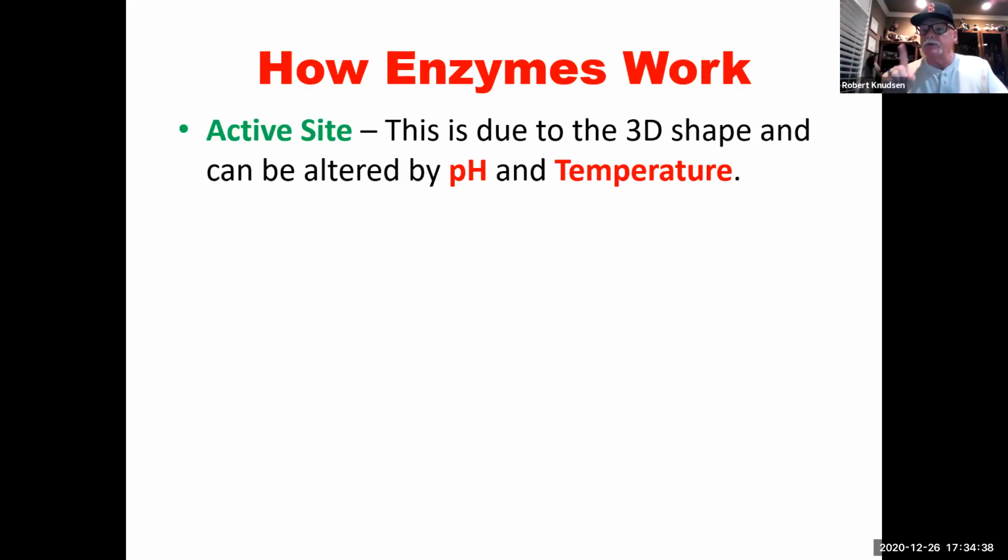If it doesn't have the three-dimensional structure, remember three-dimensional structure, it can't work. So you have to have an active site. The active site, this three-dimensional shape, can be altered by pH or temperature. This is a test question. How can you denature? Denature means to change the shape of a protein. There's 2 ways. And there it is: pH and temperature. Okay?